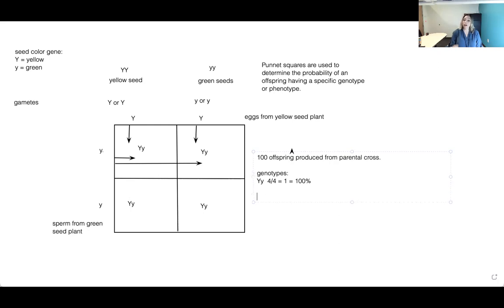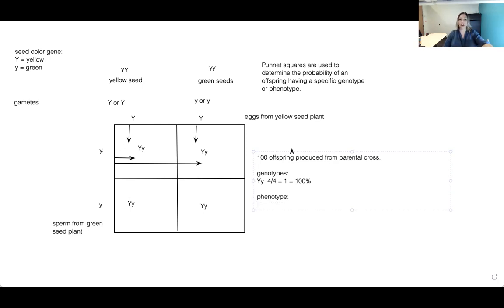Okay, so remember the genotype, you are looking at the specific letters, the alleles that are present in the individuals. So phenotype, think phenotype, physical. So it's physical appearance.